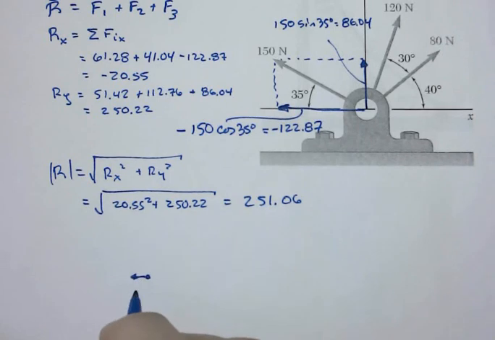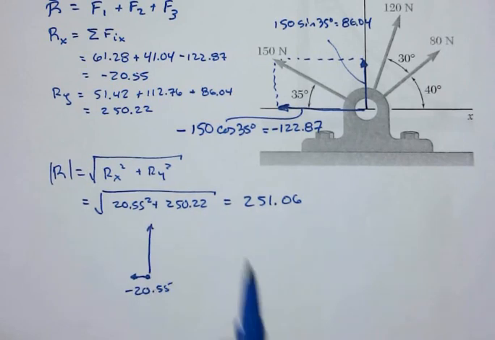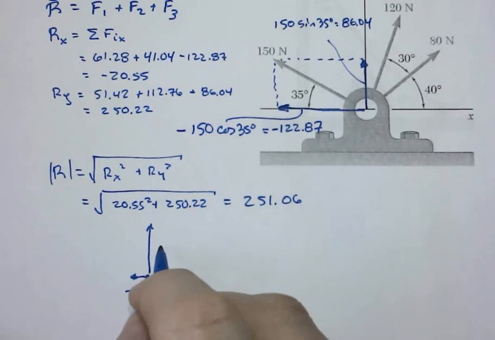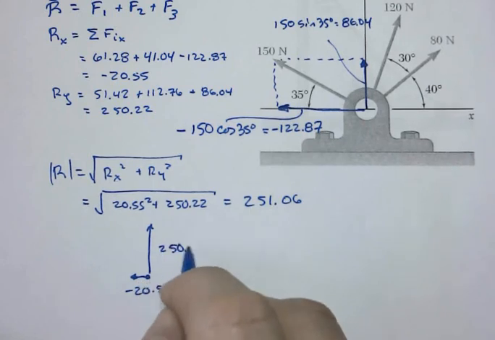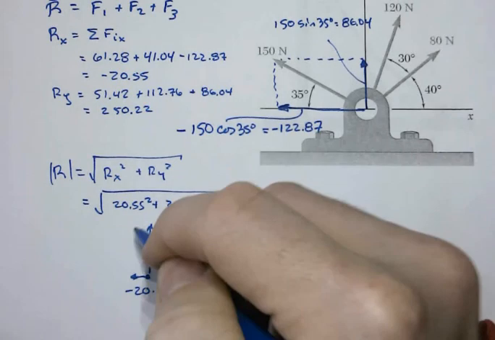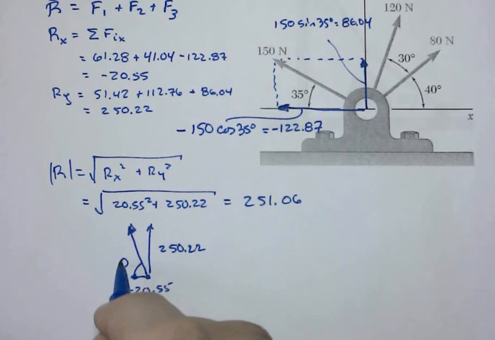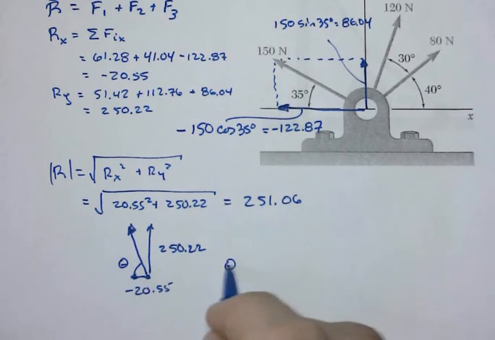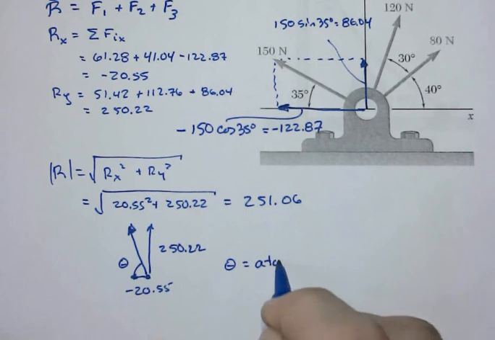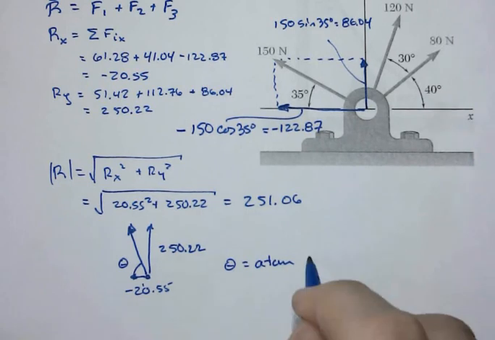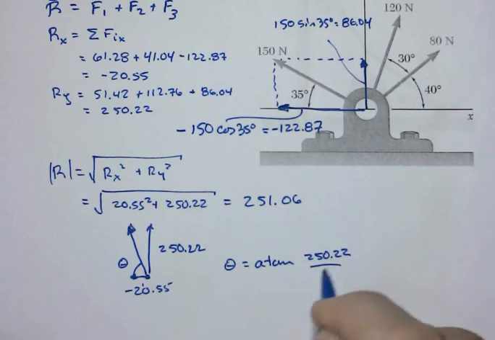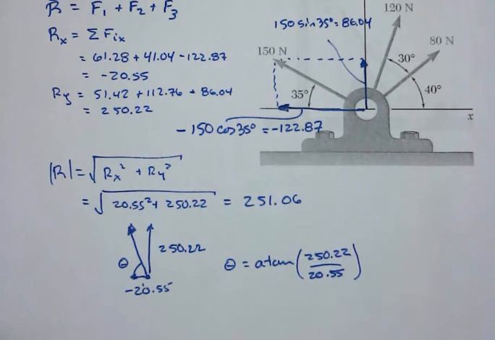We have a minus 20.55 for the x. We have a vertical, which is a little more than a 10 to 1 ratio, more like 12 to 1 of y to x. And so the resultant that we're after here, we just found. Let's find out what that angle theta is, and that theta is the arc tan of opposite over adjacent, so 250.22 over the 20.55. Note, I'm not going to worry about the minus sign because I'm going to handle that with my reference system. When I do that, I get an angle of about 85.3 degrees.